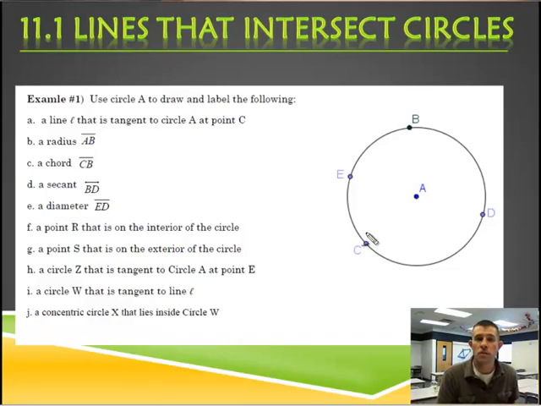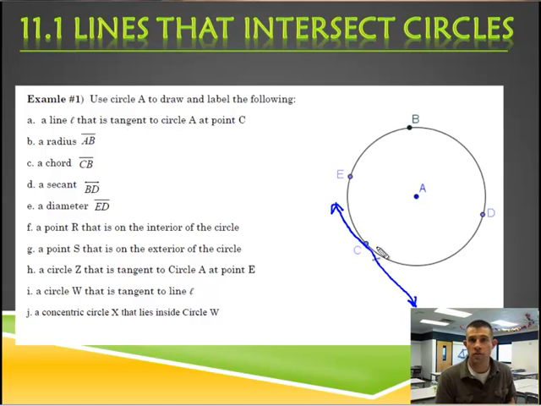We're going to quickly run through a few examples here. It says see circle A, and we're going to draw the following. First of all, we're going to draw a line that is tangent to circle A at point C. So here's point C, and I remember that a tangent is a line that touches the circle in one point but does not pass through that circle.